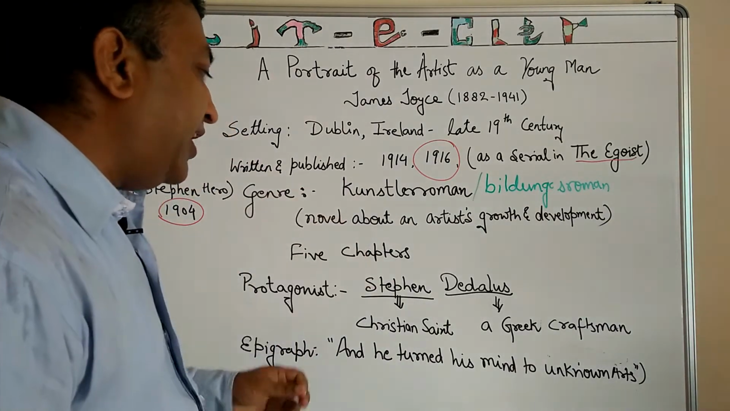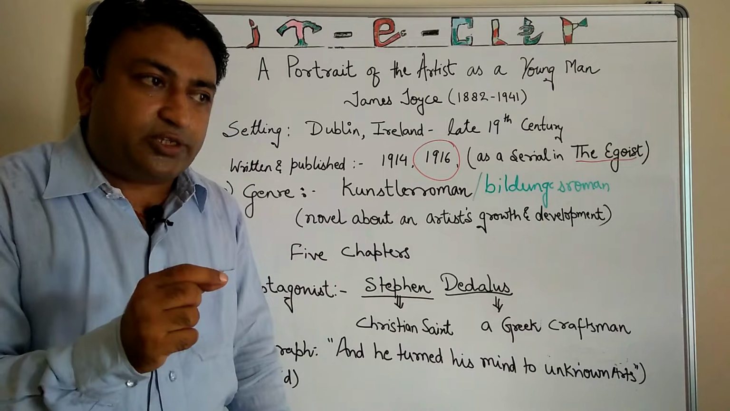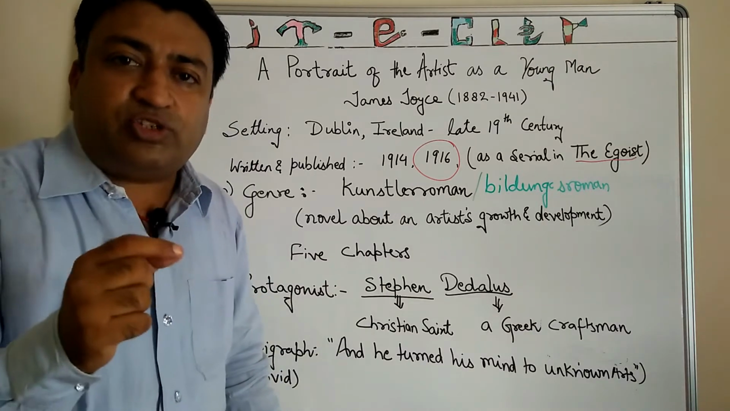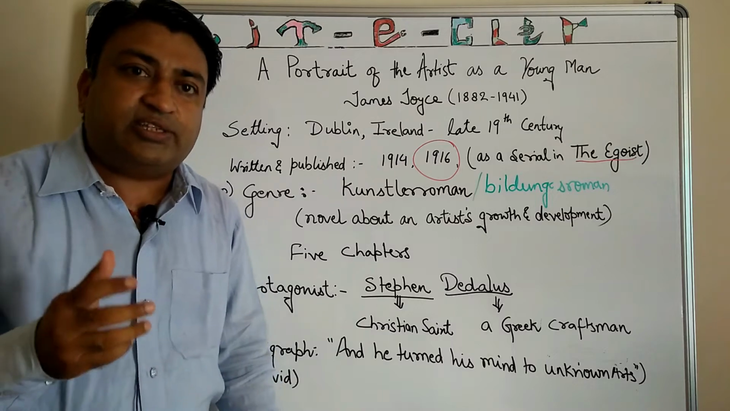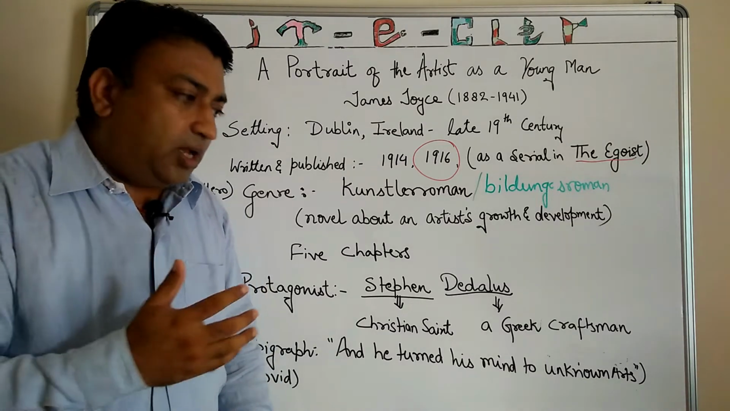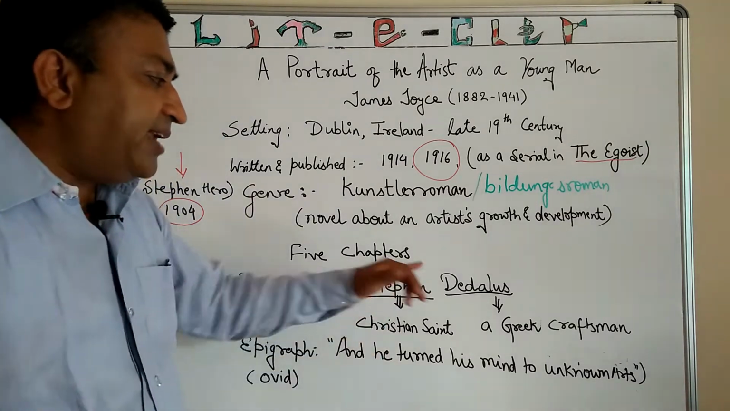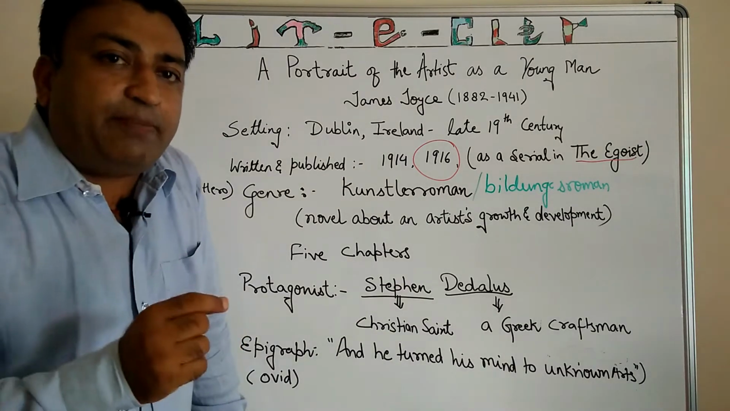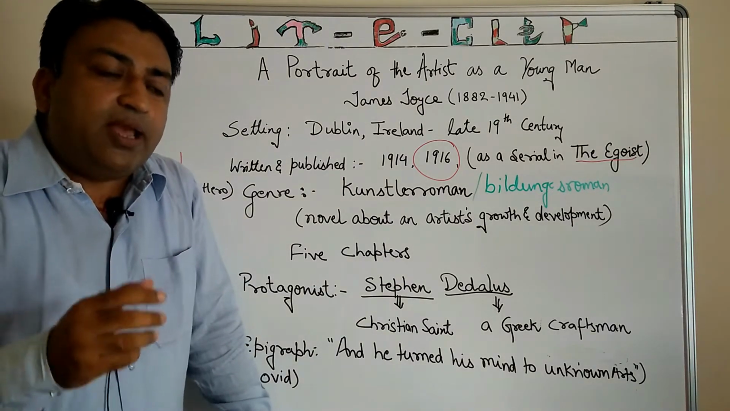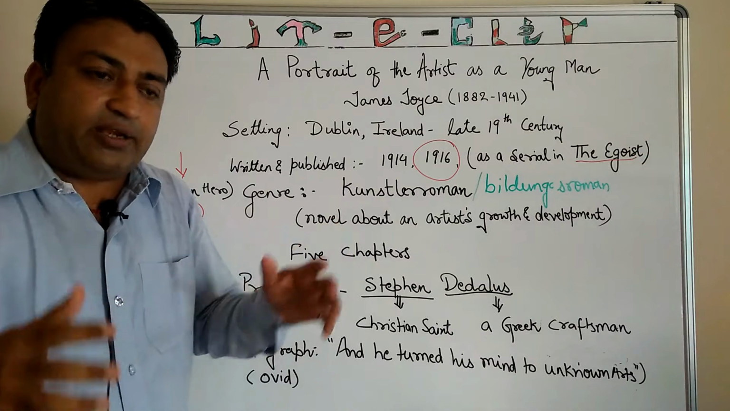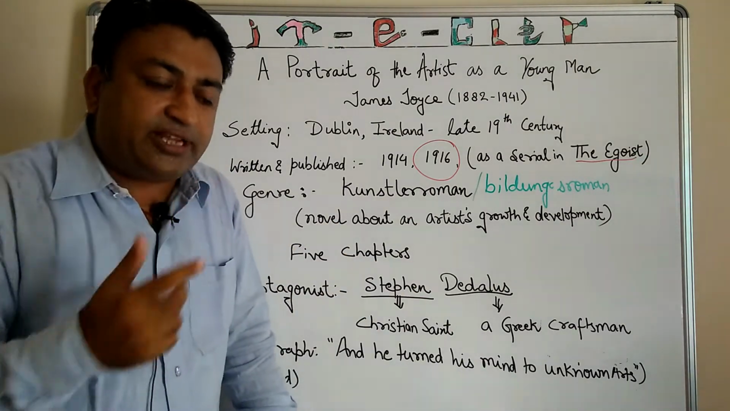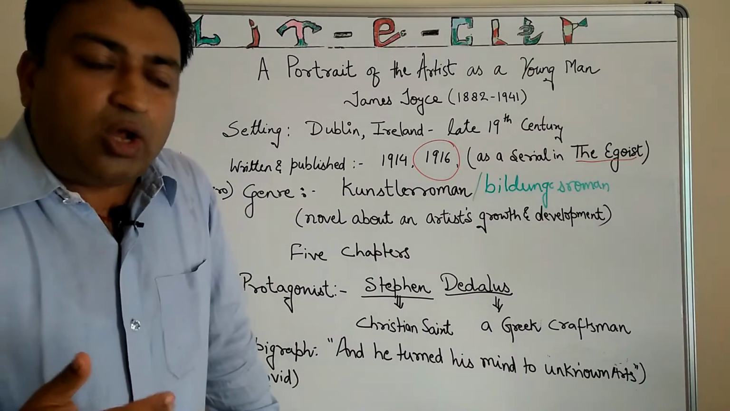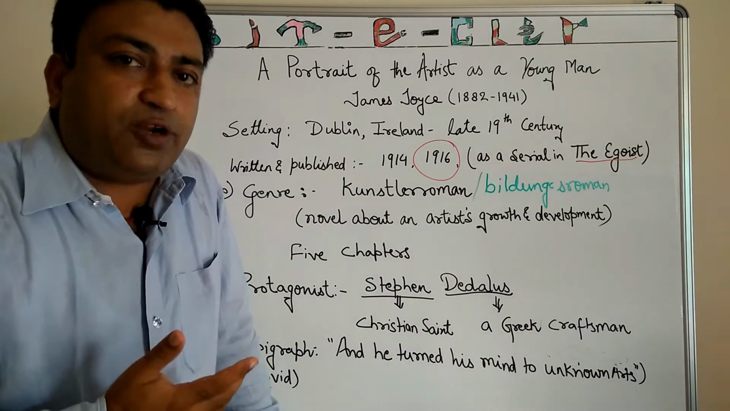If we look at the name, Stephen here refers to a famous Christian saint, Stephen, and in fact, he is considered as the first martyr of Christianity. And Daedalus referred to the famous Greek craftsman, labyrinth maker, and for the king Minos, he made a labyrinth, and then with his son Icarus on waxen wings, he fled from there.